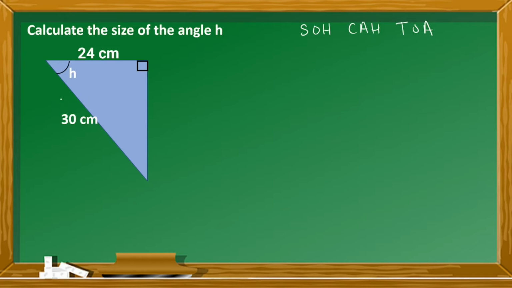So let's identify the sides of this right angle triangle. This is the opposite side, the longest side is the hypotenuse, and this is the adjacent. We see that the two sides involved are the adjacent and the hypotenuse. Therefore, we have to use cosine. So let's find our angle. Cos theta is equal to adjacent over hypotenuse, and we're going to substitute.